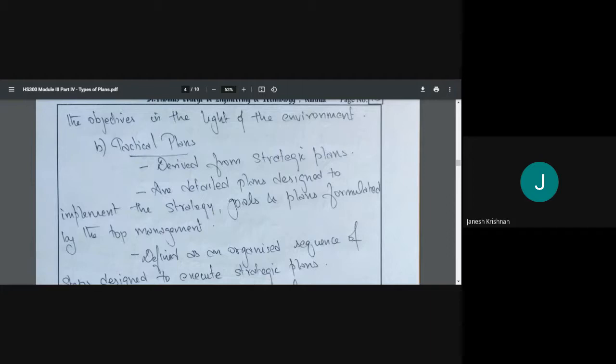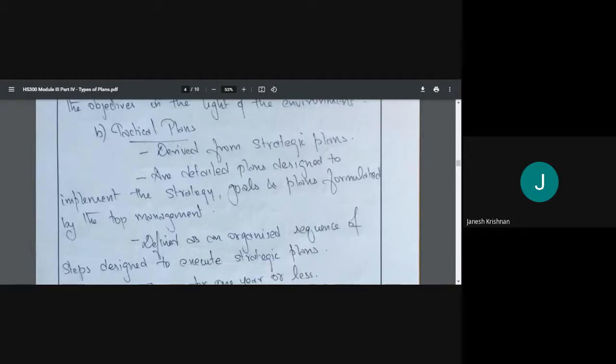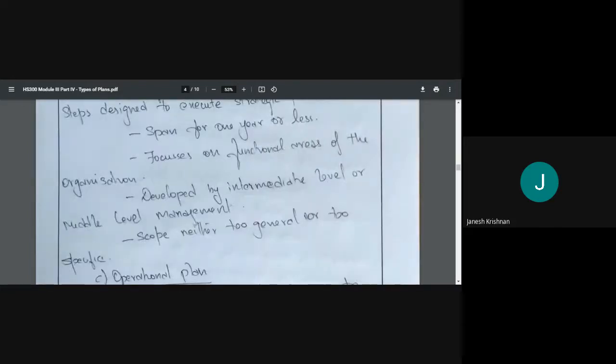So tactical plans are how the strategic plans are implemented. These are an organized sequence of steps designed to execute the strategic plan. Strategy will be for 2 or more years, but tactical plans will be for 1 year or 2 years. So in 1 year we should be able to do that, and only then will we reach the strategy in 2 years. This is developed by intermediate level or middle management. So the scope is neither too general nor too specific.